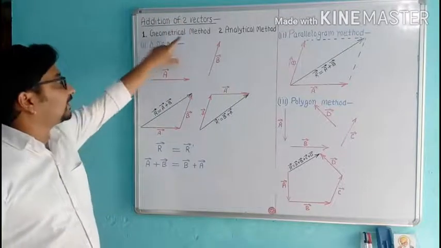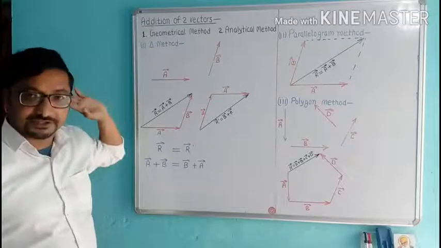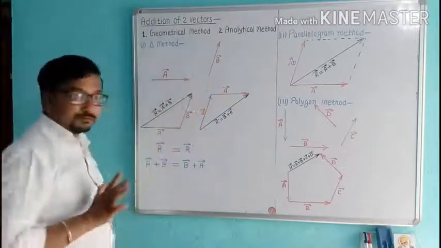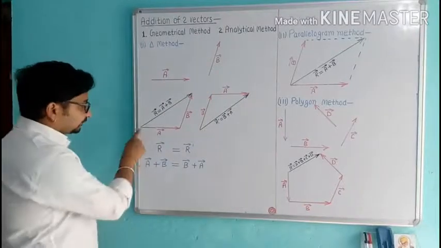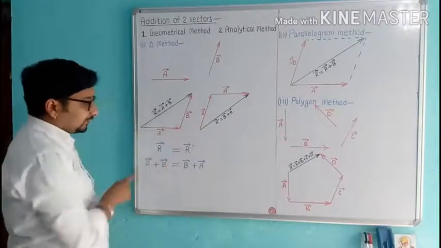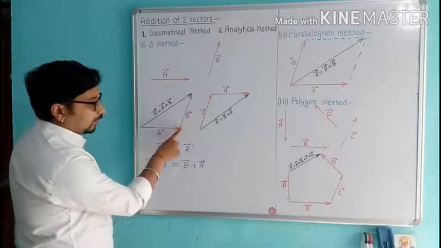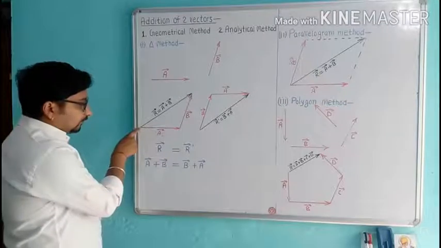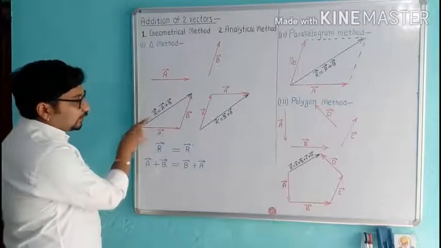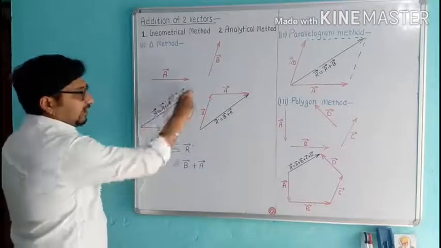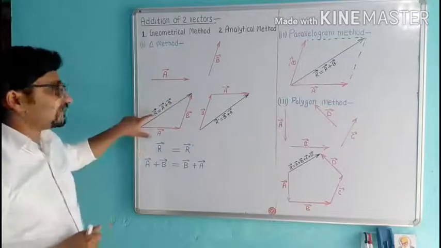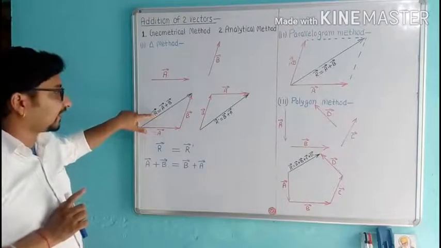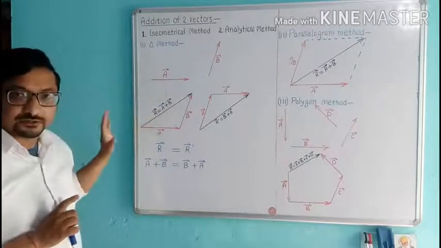Now in the geometrical method, number one is the triangle method. Suppose we have to add vector A and vector B. At first, draw vector A. Then from the head of vector A, draw vector B. After that, from the tail of vector A to the head of vector B, draw a line which represents the resultant of the addition of the two vectors, which will be the resultant vector R, that is vector A plus vector B.